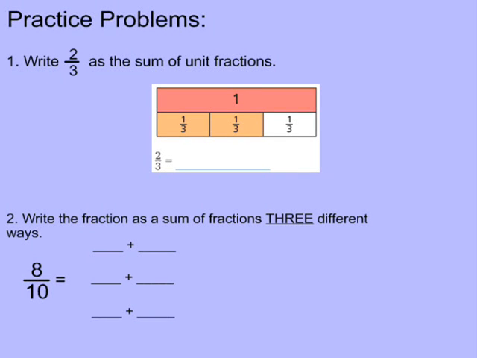Let's take a look at a couple of practice problems I want you to do on your note-taking page. Number 1, write 2/3 as the sum of unit fractions. Remember, the unit fractions would have a 1 in the numerator because it's the part of the whole that one little piece represents. Number 2, write the fraction as the sum of fractions 3 different ways. This is the problem that we just did, like Gracie and Lily on the pizza. So these do not have to be unit fractions on this one.